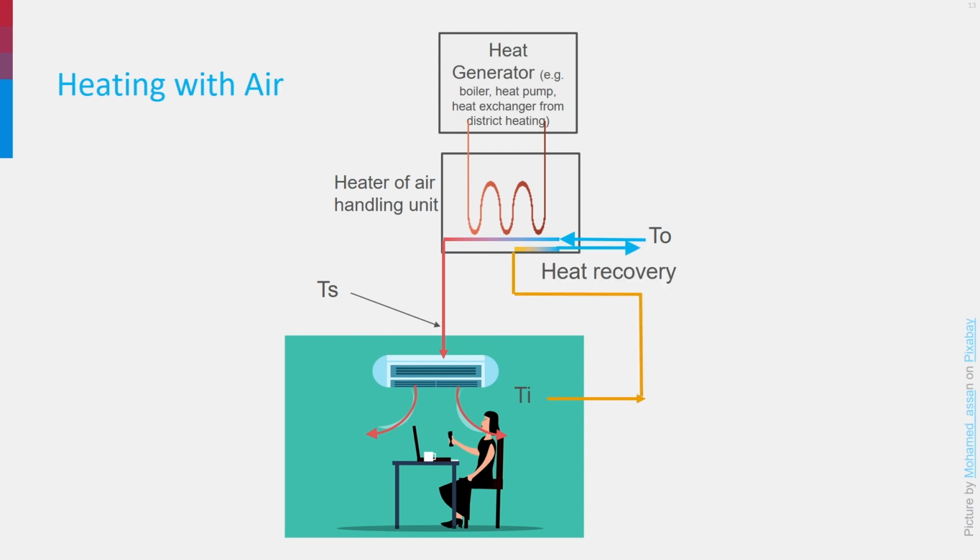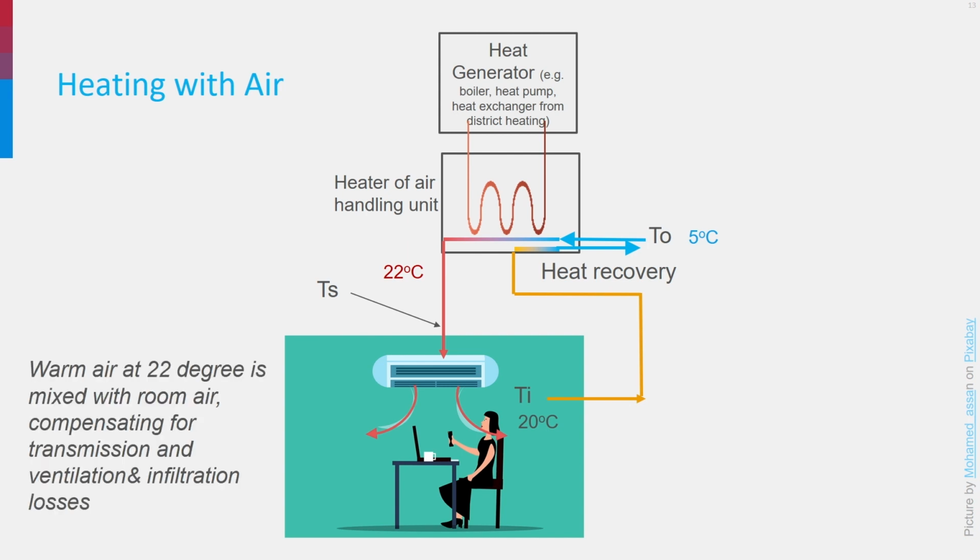As an example, you could expect such temperature levels. With an outdoor temperature of 5 degrees and an indoor temperature of 20 degrees, TS could be around 22 degrees, compensating this way for all transmission and infiltration and ventilation losses.